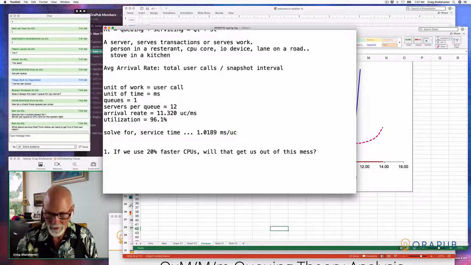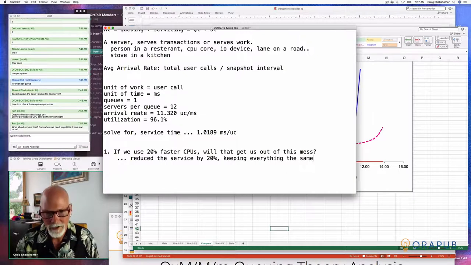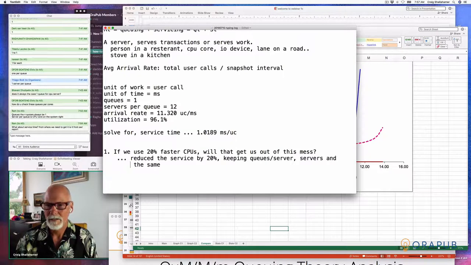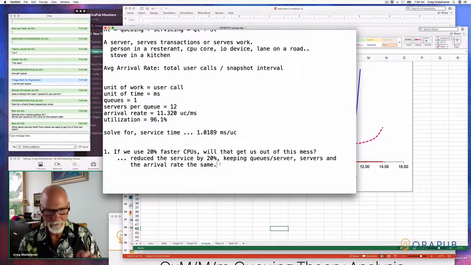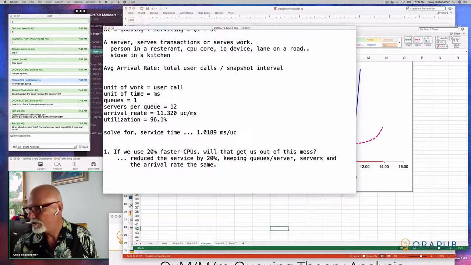Okay. So what we did here is we reduced the service time by 20%, keeping everything else the same. Well, what does everything mean? The queues per server, servers, and the arrival rate the same. Because we have to let the utilization float, as we change these parameters, it will affect the utilization. Okay, let's do one more of these.